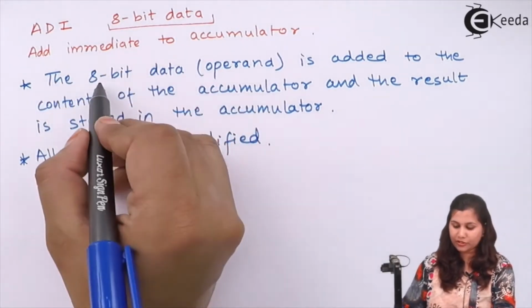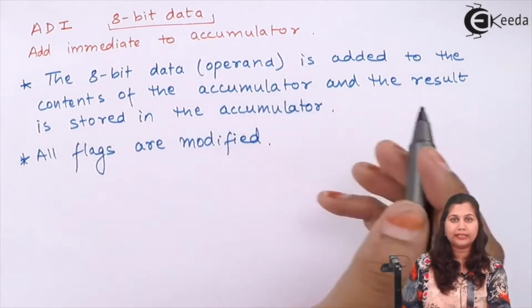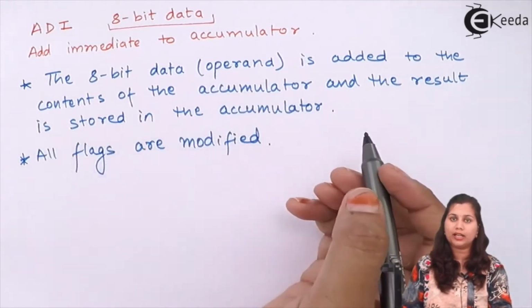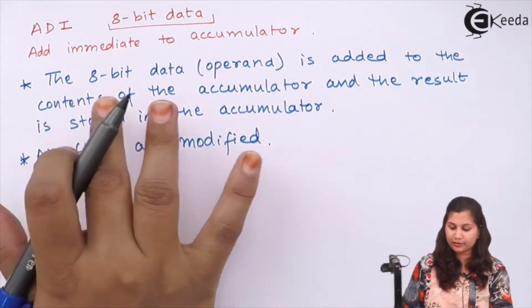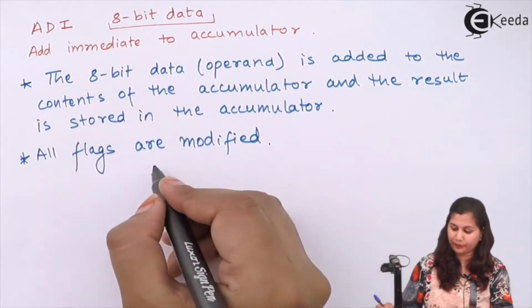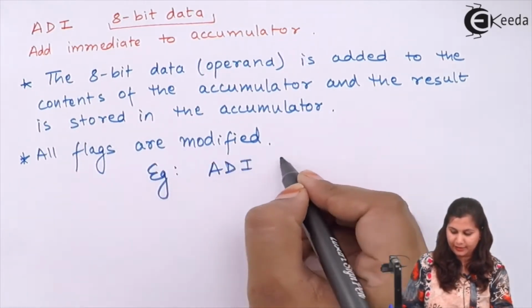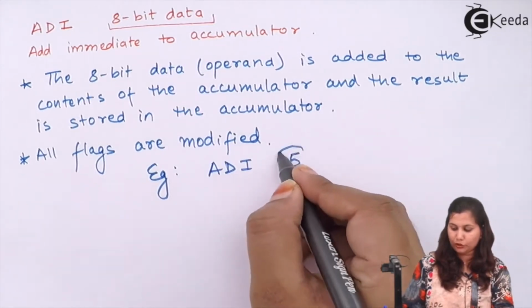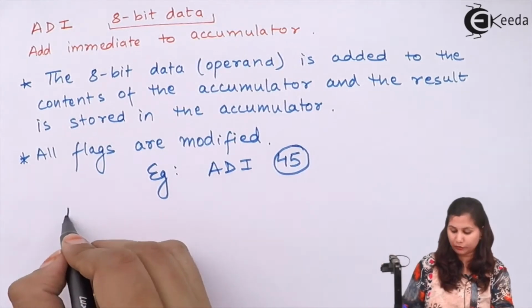So this instruction adds the 8-bit data to the contents of the accumulator, and the result is stored in the accumulator itself. And all the flags are modified in this instruction. Let's take an example. We have ADI and 45. So this is an 8-bit data, 45. This will be added with the accumulator.